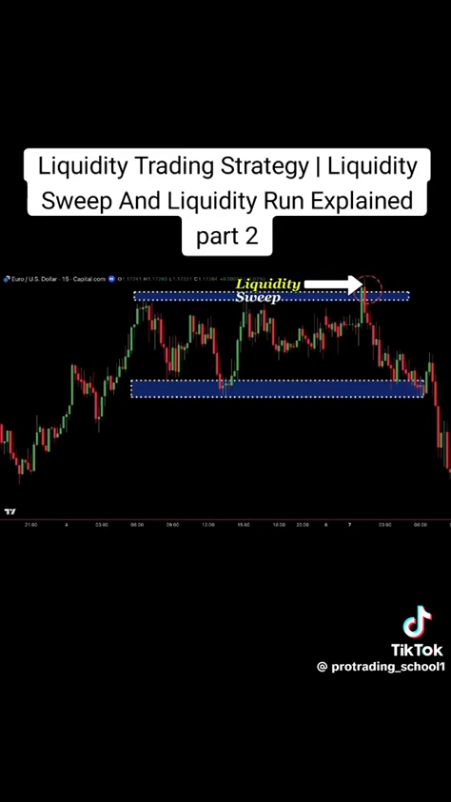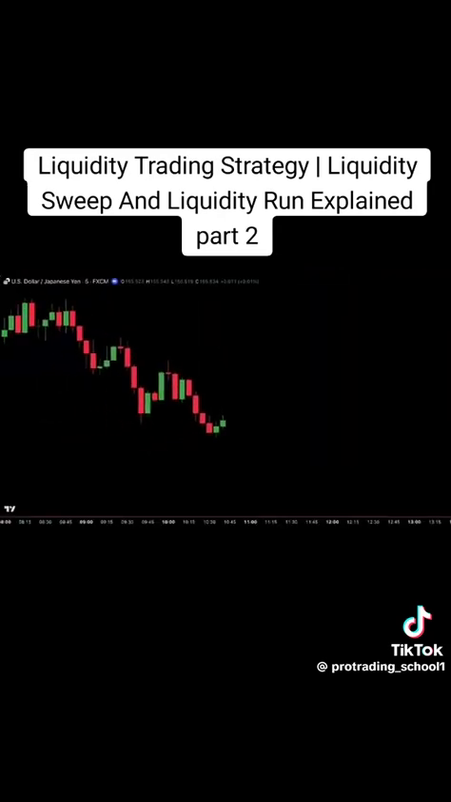Now that you understand how institutions use liquidity sweeps and liquidity runs, let's apply everything on a real market example. This is the US dollar Japanese yen 5-minute chart. As you can see, the market is clearly trending down, forming a sequence of impulsive moves and retracement moves. Here is the first impulsive move, followed by a retracement, another impulsive move, another retracement, and then a new impulsive wave. Once we draw this support level, which later turns into resistance, everything becomes clear.